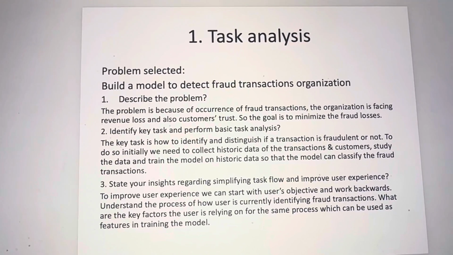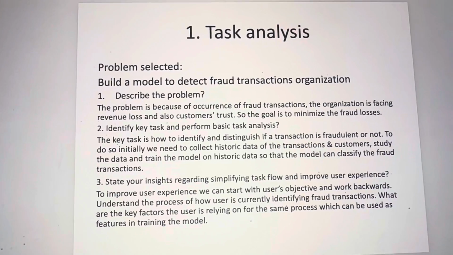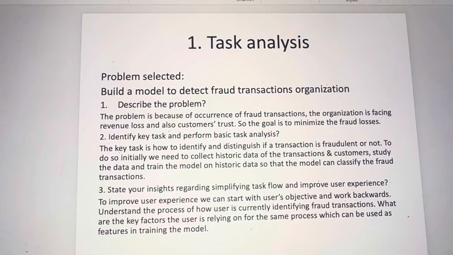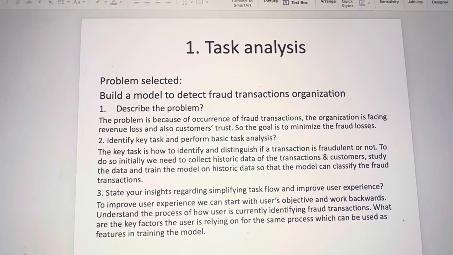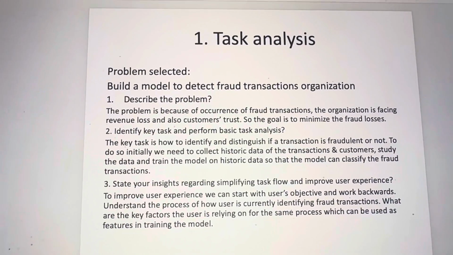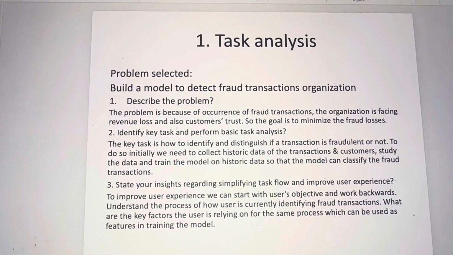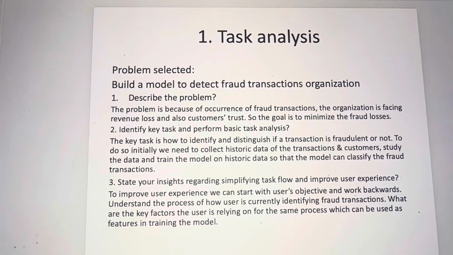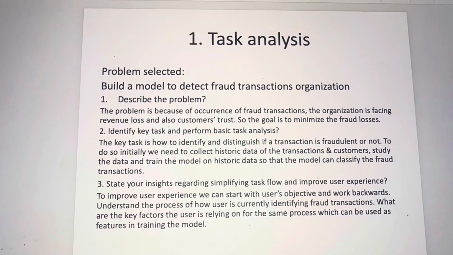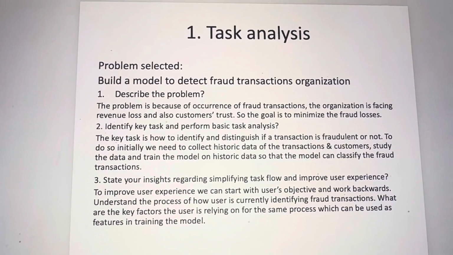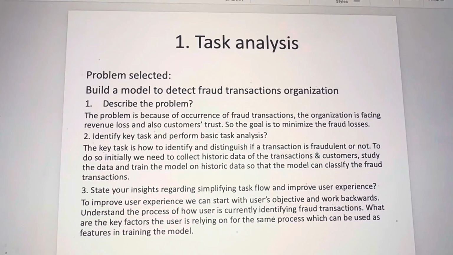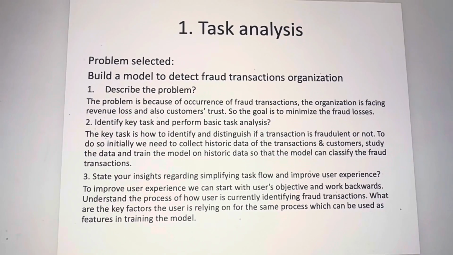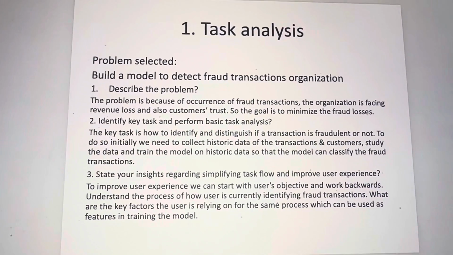So here the problem is fraudulent transactions. Because of the fraudulent transactions, the organization is facing revenue loss and the customers are losing trust in the organization. So the goal is to minimize the fraud losses. And the key task in achieving this prevention of fraud transactions is how to identify and distinguish a fraud transaction from a non-fraudulent transaction. To do so, we need to collect historic data, study the data, and train the model on historic data so the model will be able to classify the fraud transactions.